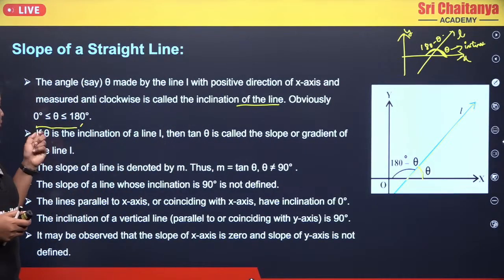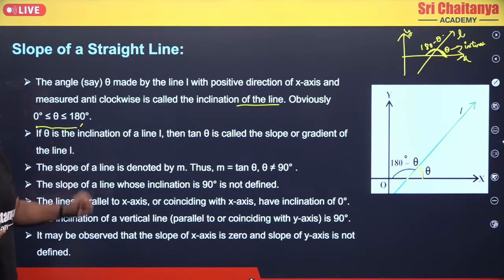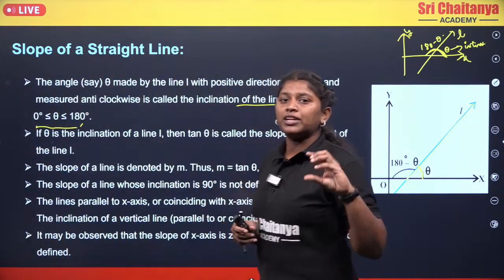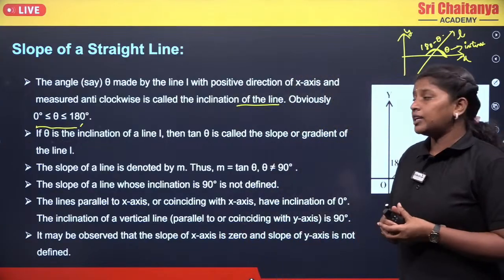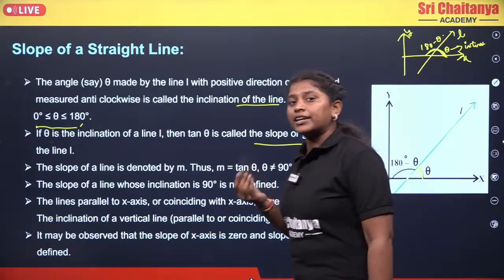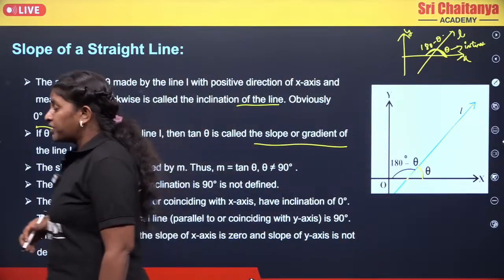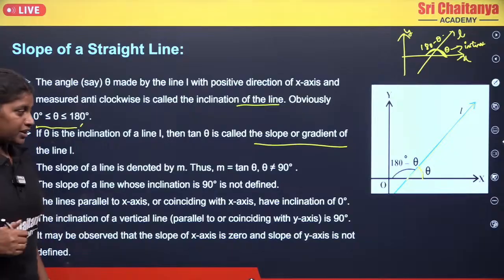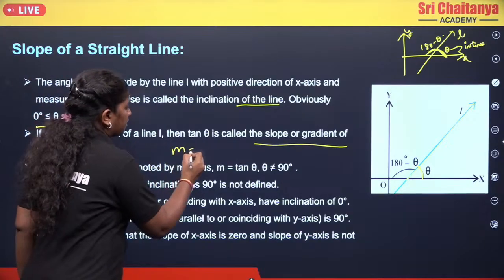Now, if theta is the inclination of a line L, then if you take the tangent of that inclination, you will get the slope, and slope is considered as the gradient of the line. The slope of a line is denoted by m, and it is given by m equals tan theta.